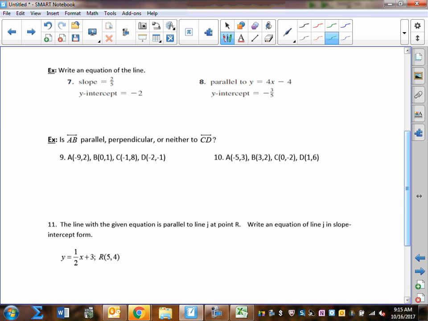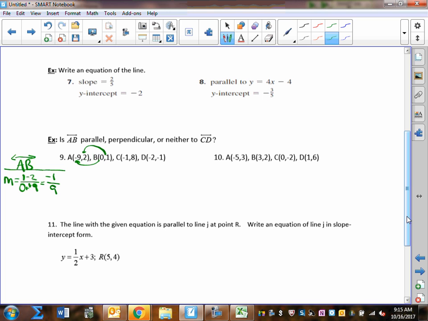So let's start off with line AB. I'm going to go ahead and label my area of work over here. This is all for line AB. That lets me know that when I'm finding the slope, what slope am I even finding here? So my slope for line AB equals 1 minus 2 over 0 minus negative 9, which would be negative 1 over positive 9. Okay, so that's my slope for line AB.